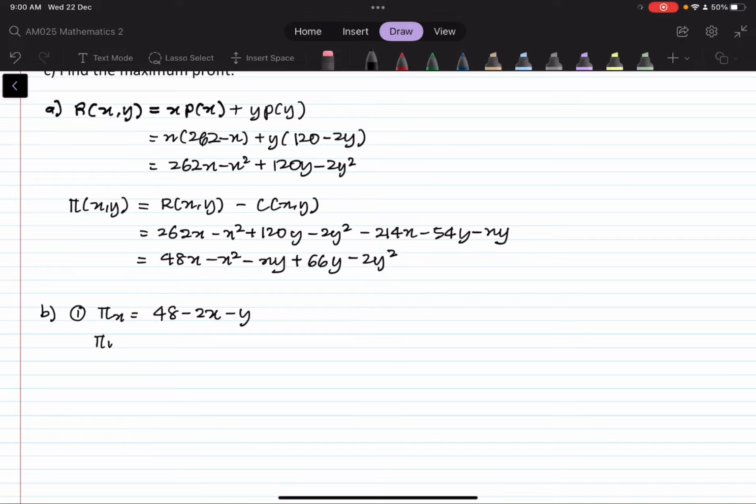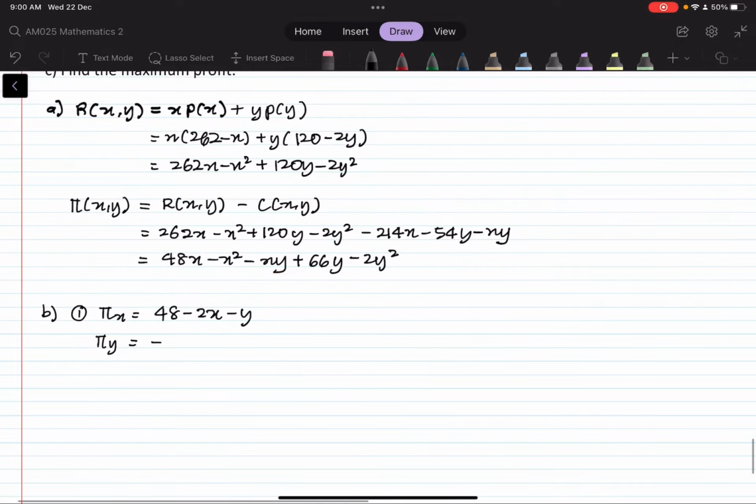Pi sub y: differentiating 48x minus x squared with respect to y is 0. Differentiating negative xy with respect to y is negative x. Differentiating 66y with respect to y is 66. Differentiating negative 2y squared with respect to y is negative 4y.